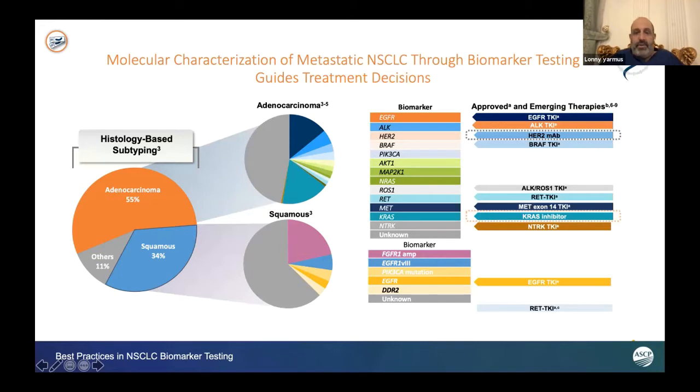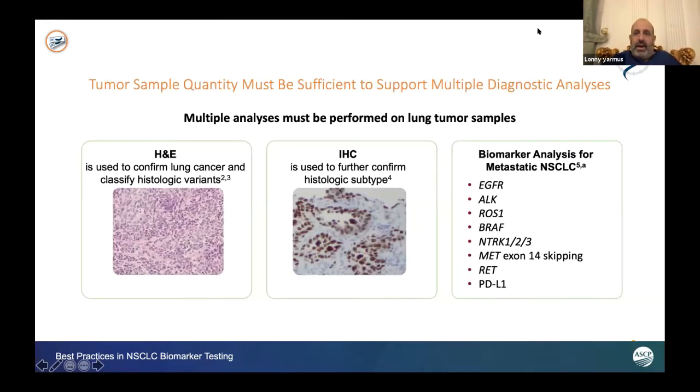You can see what's happened over time. A few years ago, we were talking about EGFR, EML4-ALK, and KRAS, and now that list has almost logarithmically grown, and that's due to the fact that these are now well aligned with approved and emerging targeted therapies for treatment. So in order to get there, my job on the procedure interface side is to ensure that tumor sample quantities are sufficient to support these multiple diagnostic analyses.